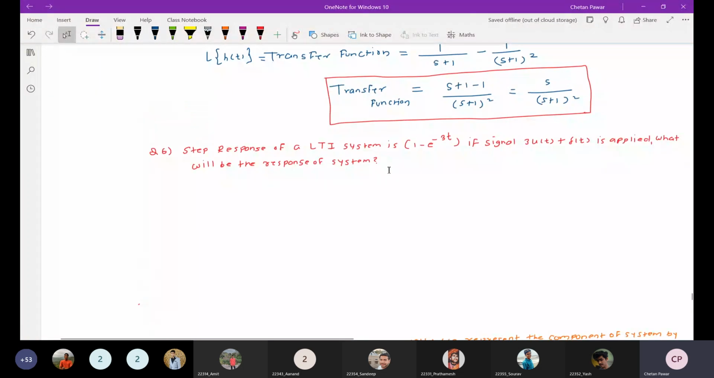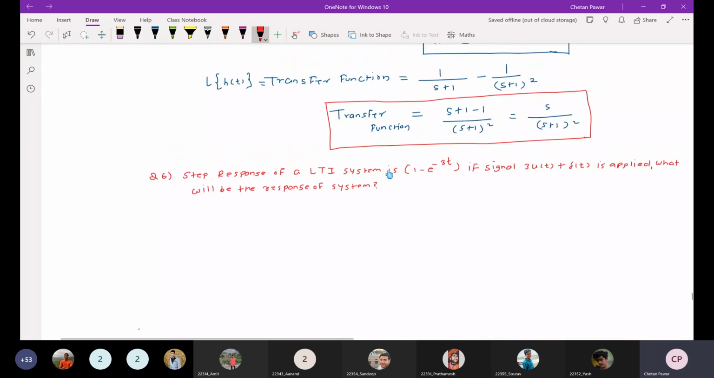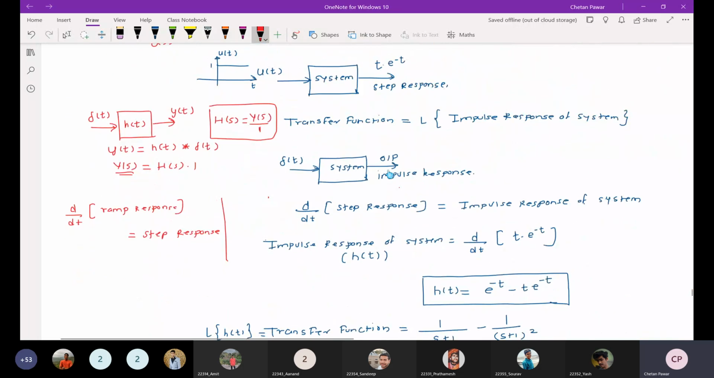Generally, such kinds of problems are asked in the GATE exam. But it will be helpful if you know the concept very well. So these are the GATE questions only. So some of the GATE questions are there.